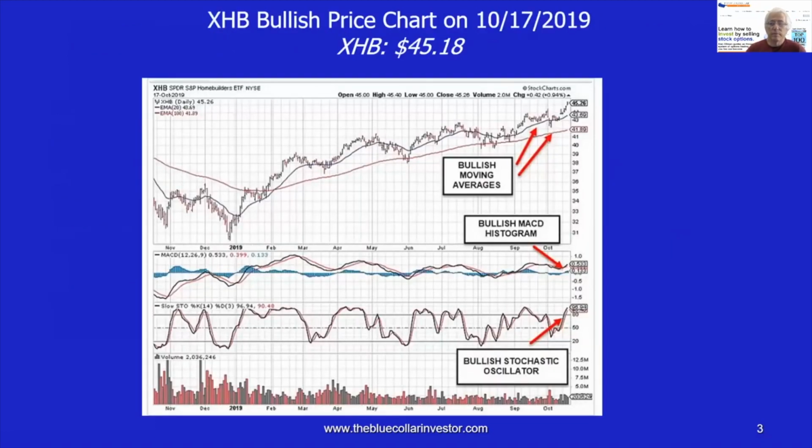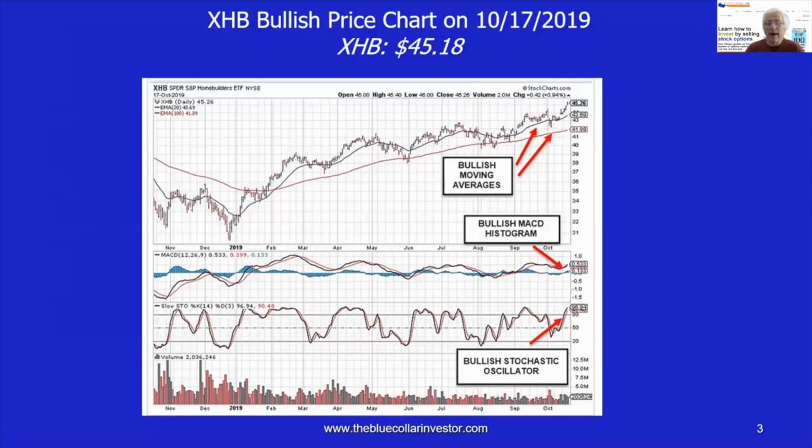Now, on October 17th, 2019, if we looked at a chart of XHB, we would see, and those of you watching this podcast will see, starting top to bottom, that the moving averages were uptrending. The shorter term 20-day exponential moving average was, in fact, above the longer term 100-day EMA. And the price bars were at or above the 20-day exponential moving average. So that was a bullish signal.